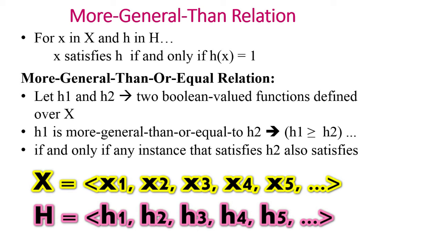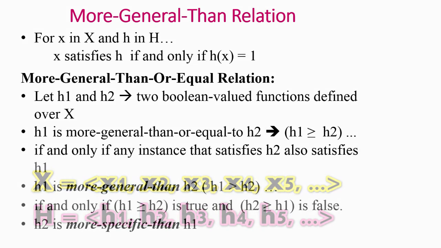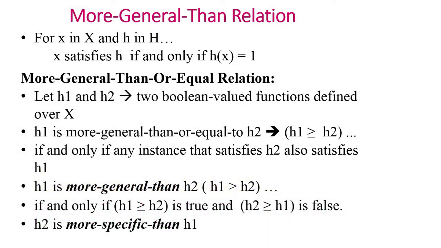There are two terms here. One is capital X and one is capital H. Capital X indicates all the training samples, the training sample space. Capital H indicates the hypothesis space. The hypothesis space consists of each hypothesis in the set. It may be H1, H2, H3 and so on. In case of samples, each sample is represented by small x1, x2, x3 and so on. If the hypothesis on a training example is yes, then it indicates that the hypothesis satisfies that training sample.